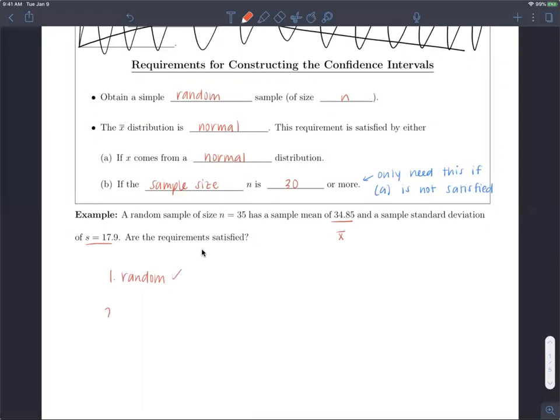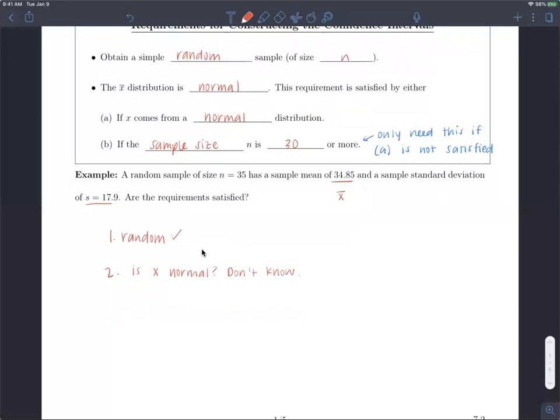And then the second one, I'm not told, so is x normal? And the answer here is we don't know, right? We do not know, so don't know. So now I'm gonna check to see if n is greater than 30, and since it is, then I know the requirements are satisfied. So are there any questions about this one? Or about the requirements here? Hang on, I'll write that down in a second. So here, n greater than 30, yes. So x bar is normal.